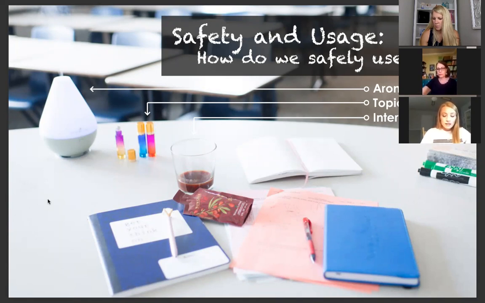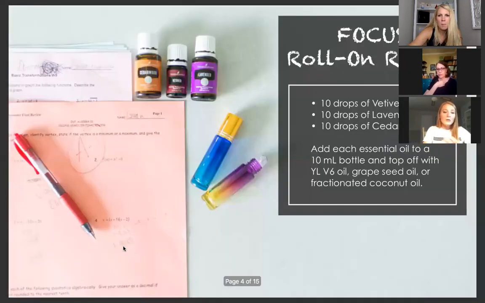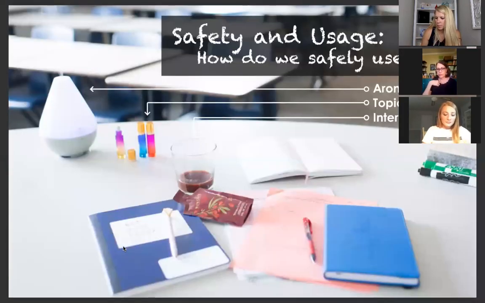The Young Living internal and dietary line is called the Vitality line. Sorry, I don't have one beside you, but it's a dietary line. And they have white labels on them. That way you can tell exactly which ones they are. And let's see if I have one so I can show you. Oh, here we go.